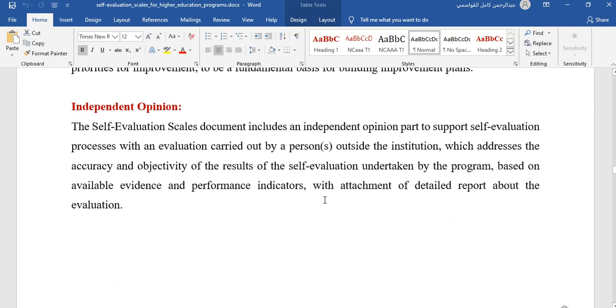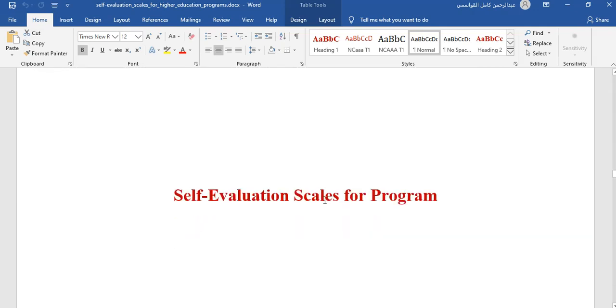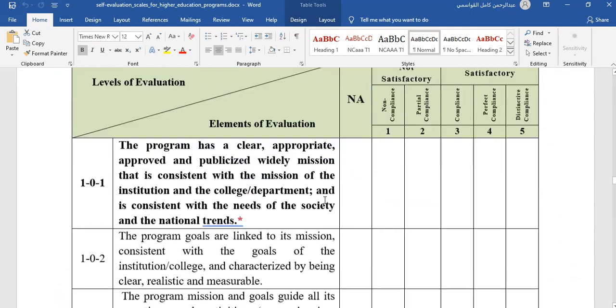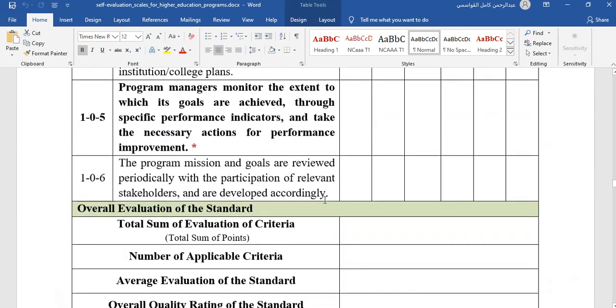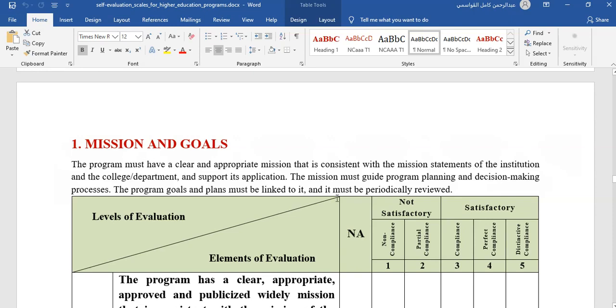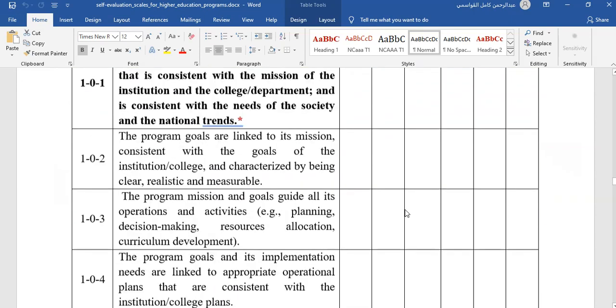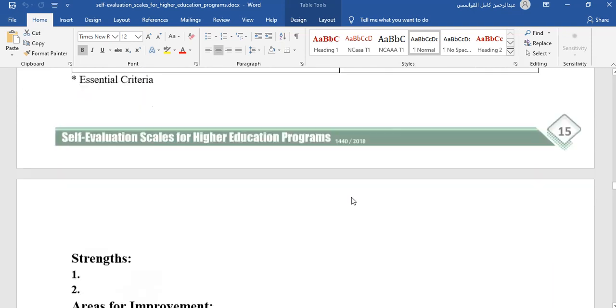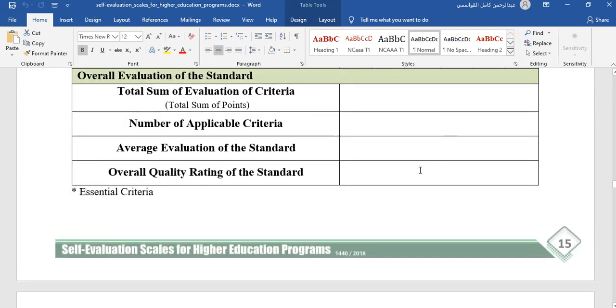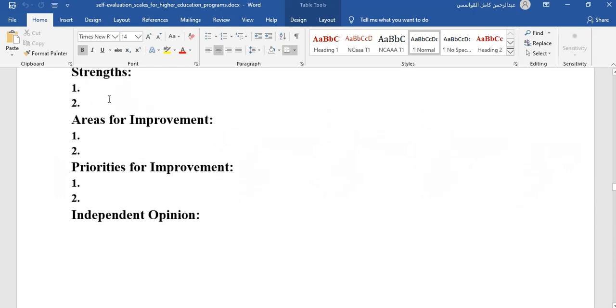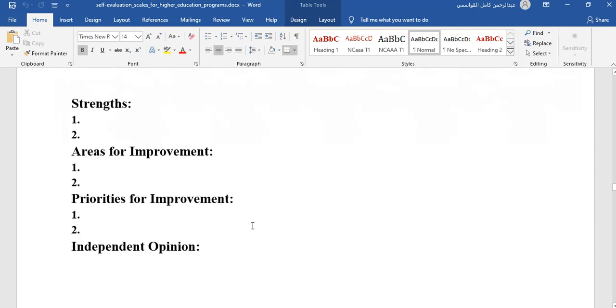This is the way that you will fill the self-evaluation scale. Now, let's talk about after finishing. This is the standard about mission and goals. You filled this standard and now you have your result, the overall quality rating of the standard. Now come strengths, areas for improvement, priorities for improvement, and independent opinion.